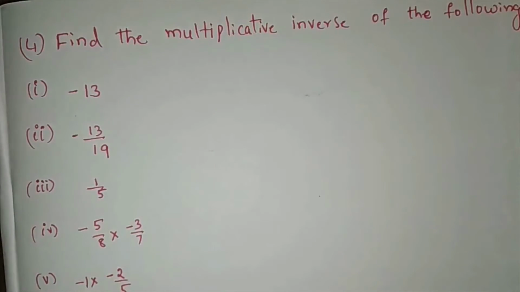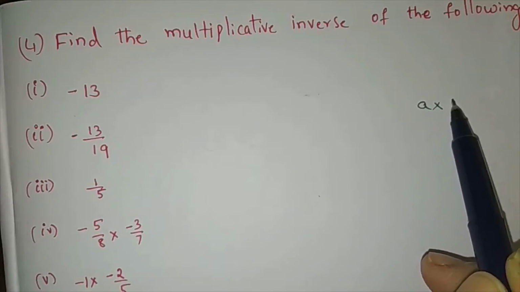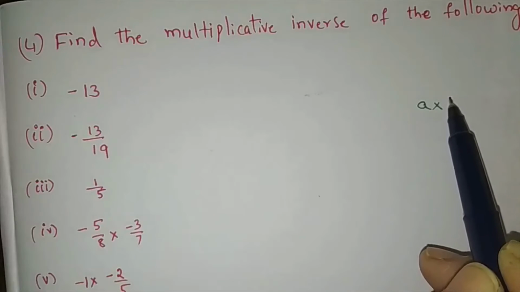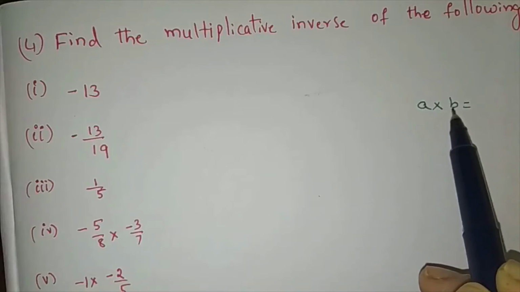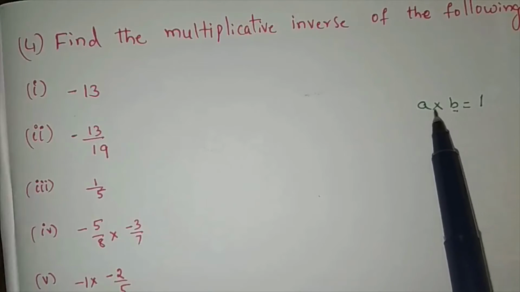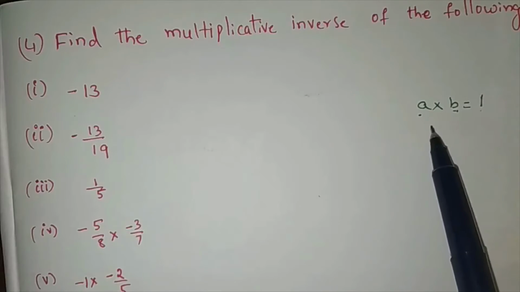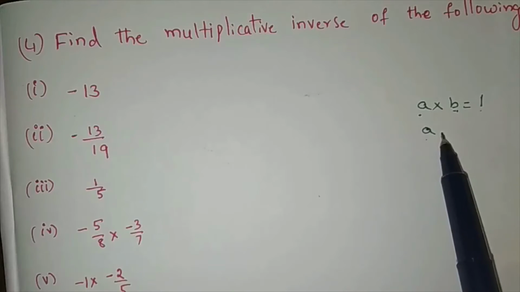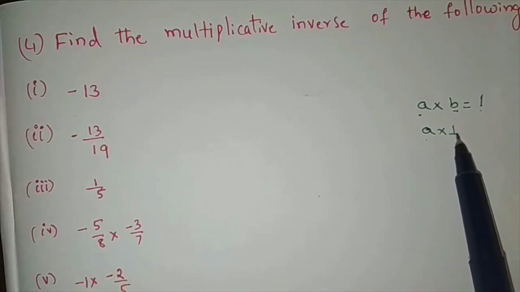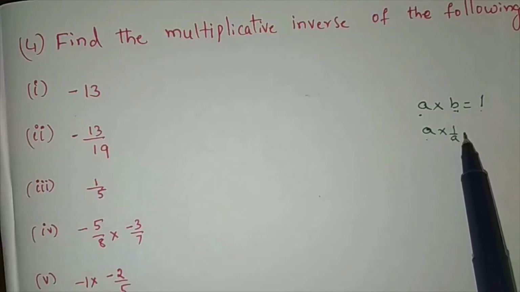If we multiply any number a with some other number b such that the product of these two numbers is 1, then b is called the multiplicative inverse of a and a is called the multiplicative inverse of b. If we multiply a with 1 by a, the reciprocal of this number, then we will get 1.